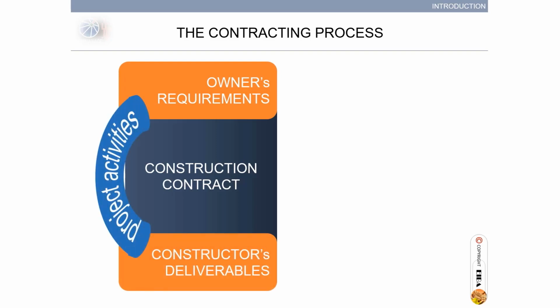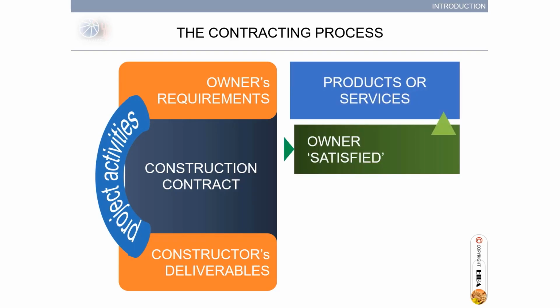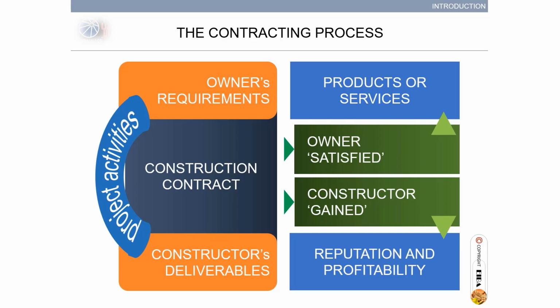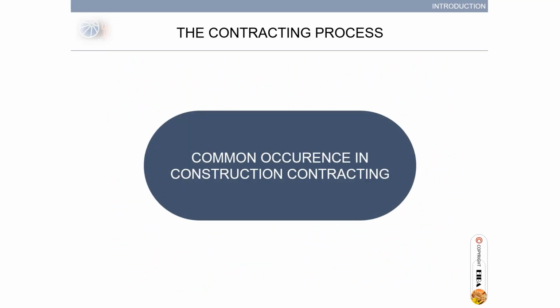Project activities are performed per the scope of the contract. The owner is satisfied. He receives the products or services. Constructor gained and obtains reputation and profitability. This contracting process is the common occurrence in construction contracting.